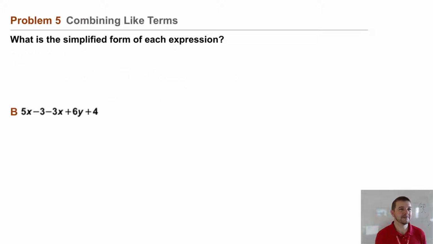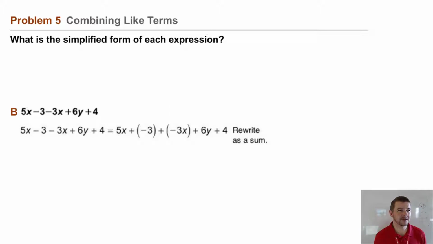Part B, 5x minus 3 minus 3x plus 6y plus 4. Well, first we can rewrite this as a sum. Rather than having subtraction, we have addition of opposites or negatives. That leads us to 5x plus negative 3 plus negative 3x plus 6y plus 4.